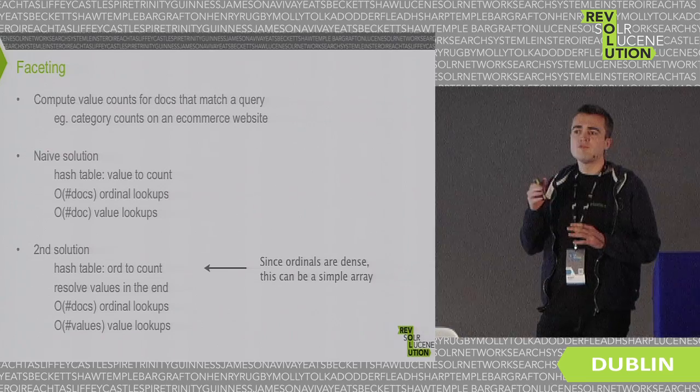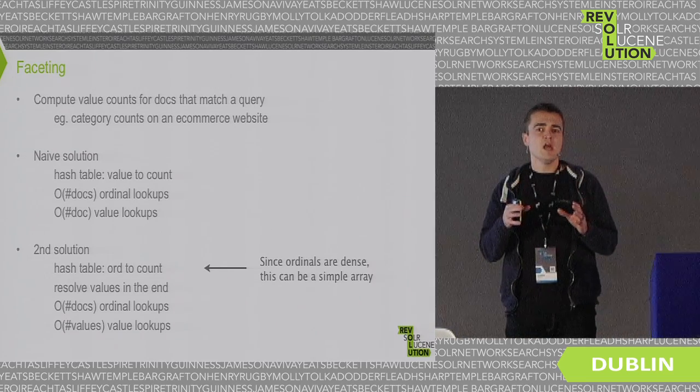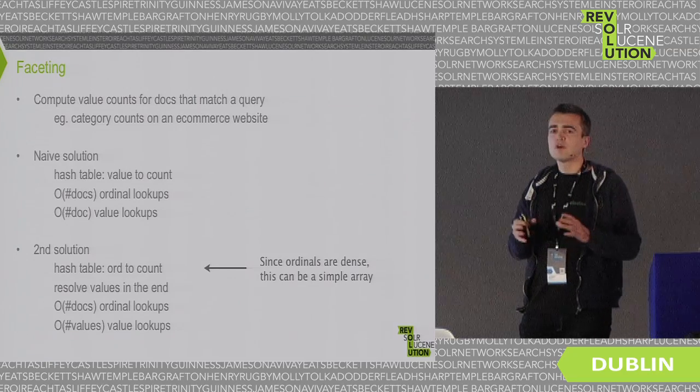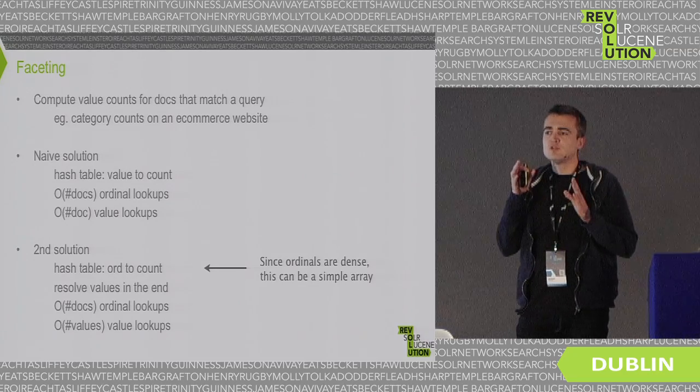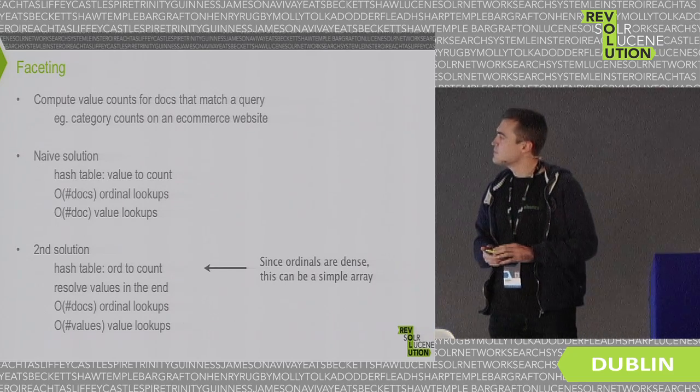And the powerful thing about faceting is that it's able to compute this very efficiently per query. It doesn't only work on the whole dataset; you will be able to compute it very efficiently per query, no matter which documents are matched.